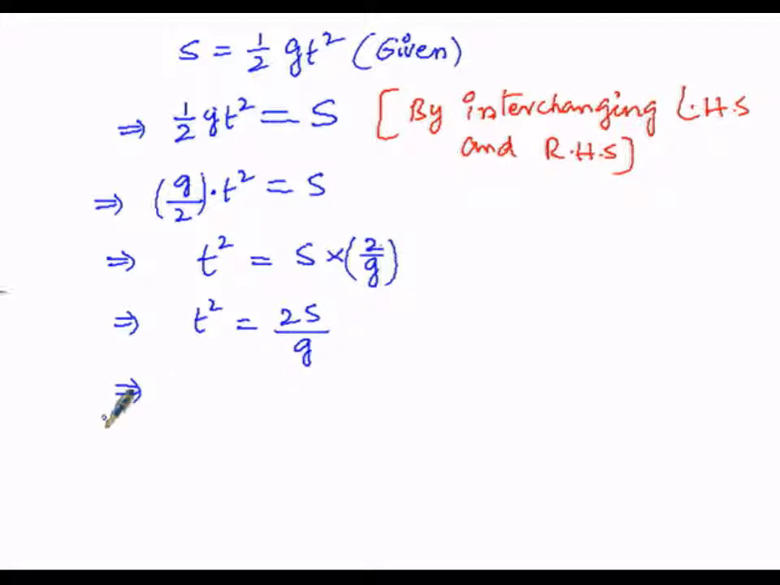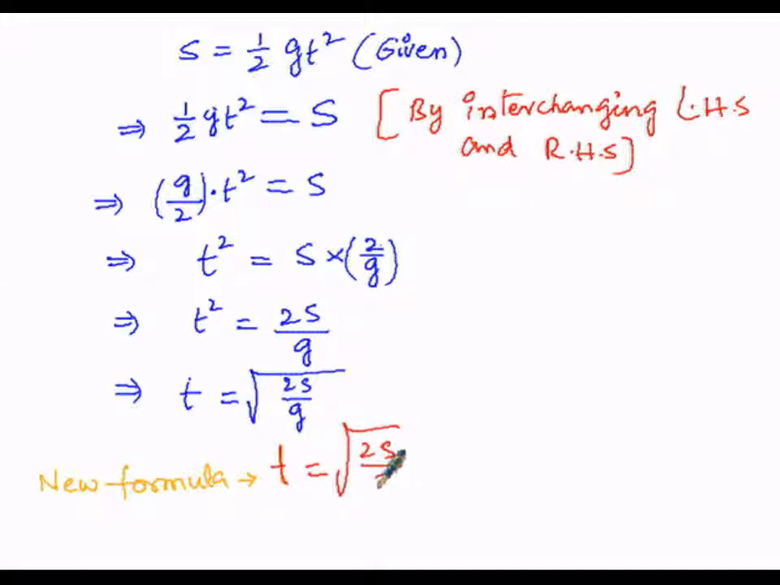In order to find the value of t, we have to make t the subject, but t alone must be on the left hand side with its coefficient as 1, and here it is t square. So, we have to cancel the square. In order to cancel the square on one side, I have to find the root of the other side, that is the right hand side. So, t equals the square cancelled on the left hand side and the root on the other side, that is 2S divided by g. Therefore, the new formula is t equals under root 2S divided by g.